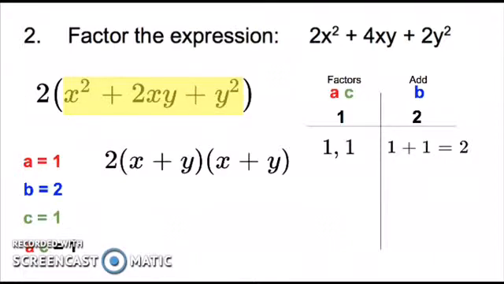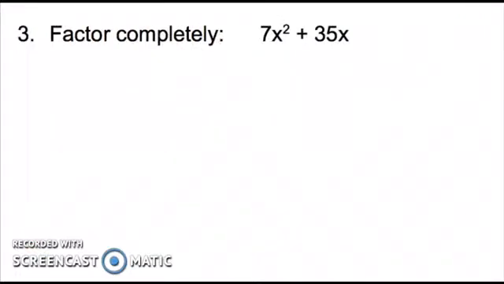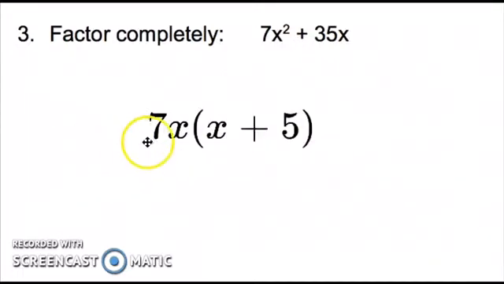Let's go on to number 3. It says to factor completely. So when you have two terms and it's asking you to factor, just like this, look for GCF first. GCF in this one is going to be 7x. So divide both terms by 7x. So 7x squared divided by 7x is x. 35x divided by 7x is just 5. So we have 7x times x plus 5. So that's going to be the answer for number 3.